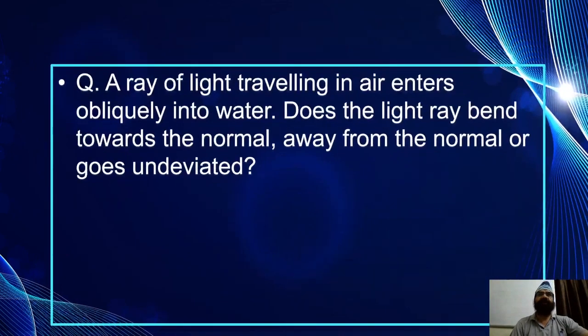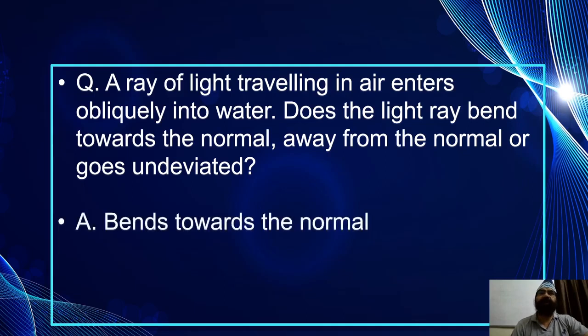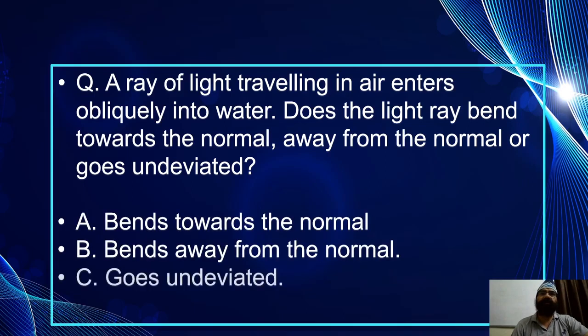So we start. There's a question. A ray of light traveling in air enters obliquely into water. Does the light ray bend towards the normal, away from the normal, or goes undeviated? You will be able to answer this once we have gone through the slides which will follow.